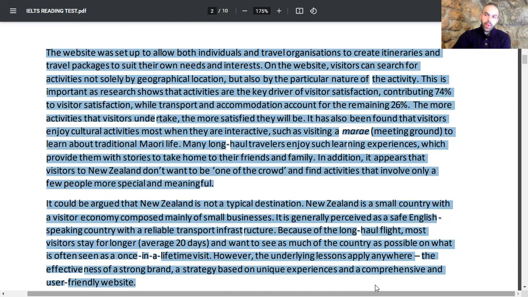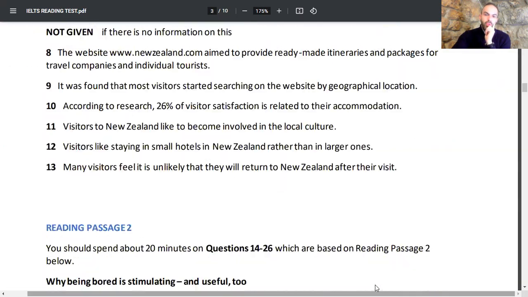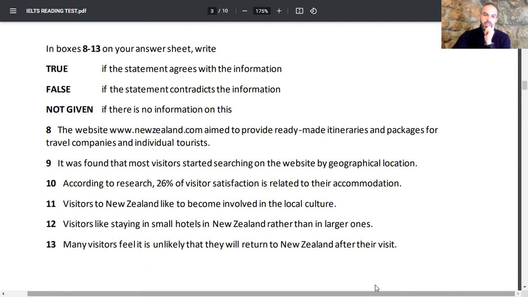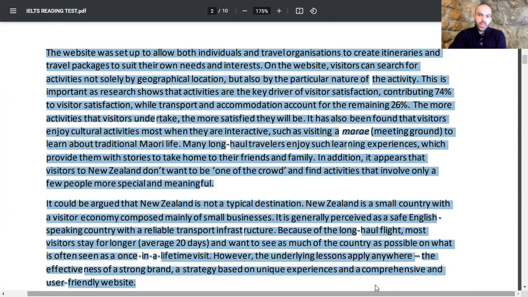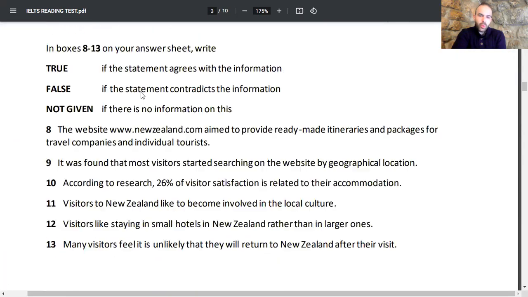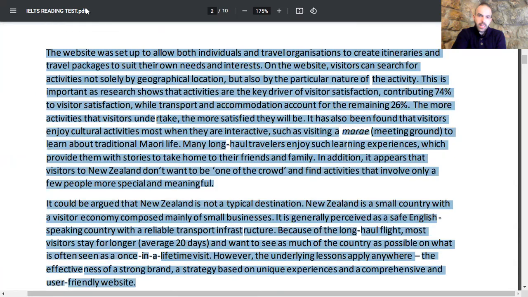So if we go back here, I want you first to take a screenshot of all of these sentences from 8 to 13. Did you take a screenshot? Now I'm going to pause the screen on paragraphs 5 and 6, as all the answers are present in these two paragraphs. The last question, number 13, is present in paragraph 7, the final paragraph, but the answers of all the others are in these ones.